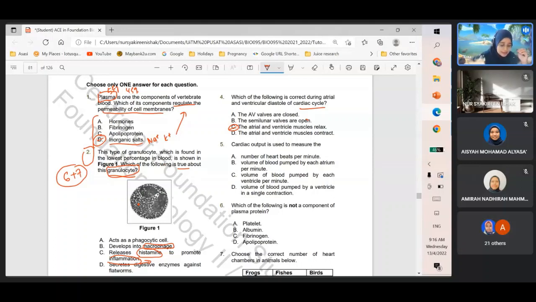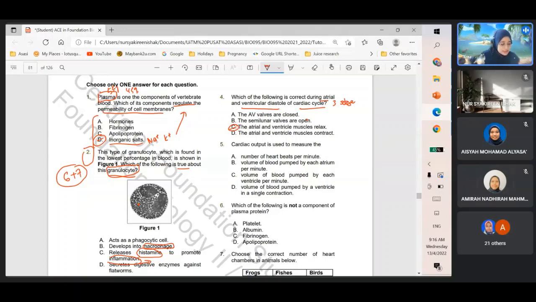Atrial and ventricular diastole ni, stage yang keberapa? Cardiac cycle ada 3 stage kan? So, atrial and ventricular diastole is at which stage? First, second or third stage? Okay, ni ingat stage-stage ni. Stage yang pertama apa dia? Stage yang kedua apa dia? Stage yang ketiga apa dia? Stage first. The first stage kan.